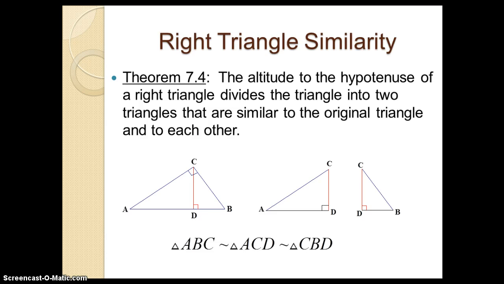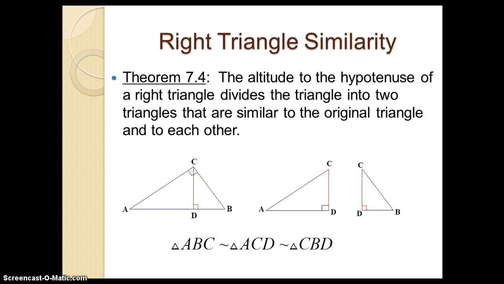Right triangle similarity. Our only theorem for today is Theorem 7.4. This says that the altitude to the hypotenuse, and remember, an altitude is a line from the vertex to the opposite side that hits at a 90-degree angle, of a right triangle divides the triangle into two triangles that are similar to the original triangle and to each other.